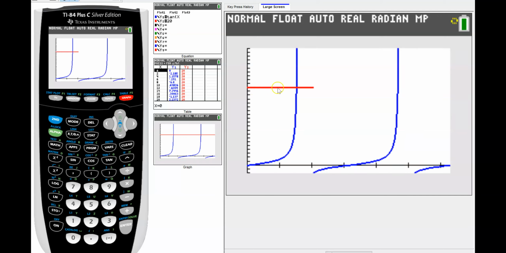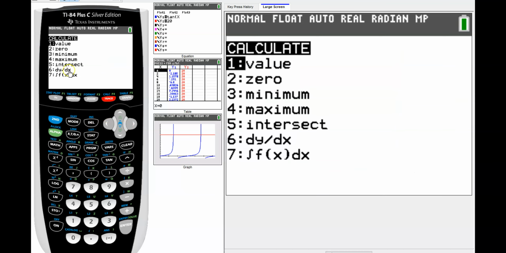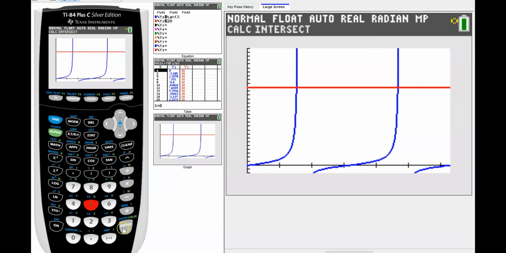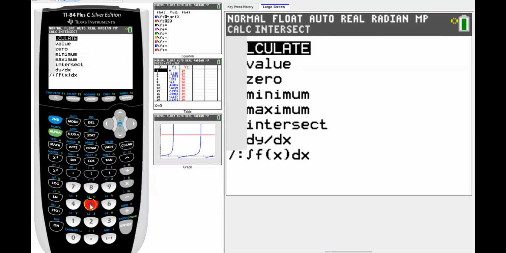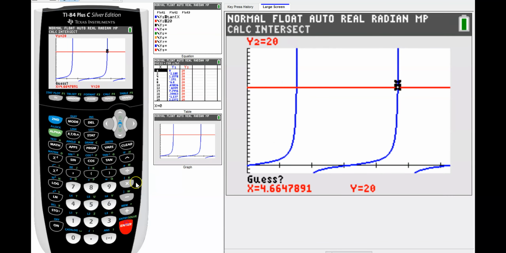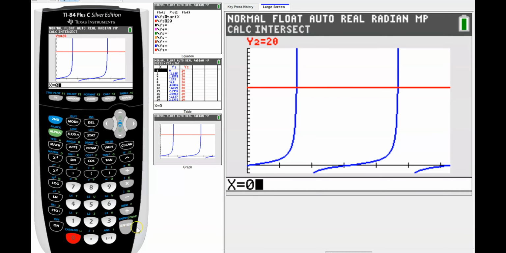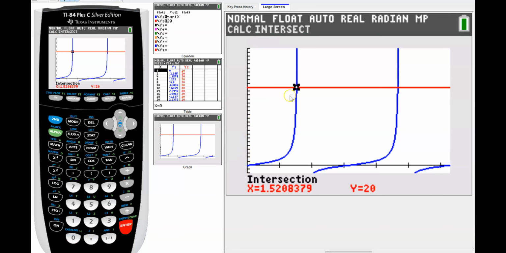And then here comes the 20. And so that's our point of intersection. It'd be nice if we just click, but we don't have that option. So we go second calc and again intersect. And then enter, enter, and then enter. And it gives us one of our solutions, which is 4.66. And then we do it again. Intersect, enter, enter. And this time we scroll over, but I'm just going to enter 0 because that one's closer. And see, it gives me the 1.52.